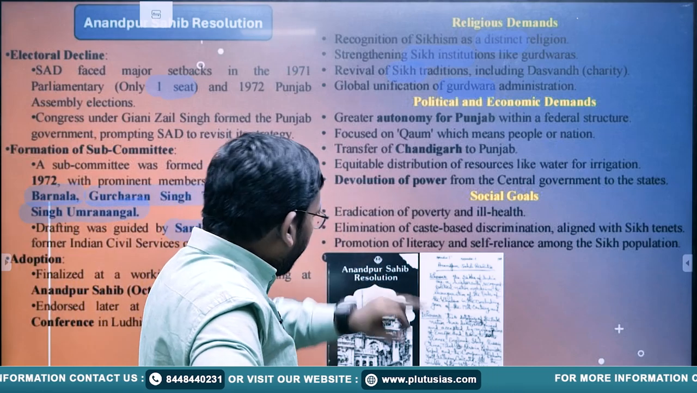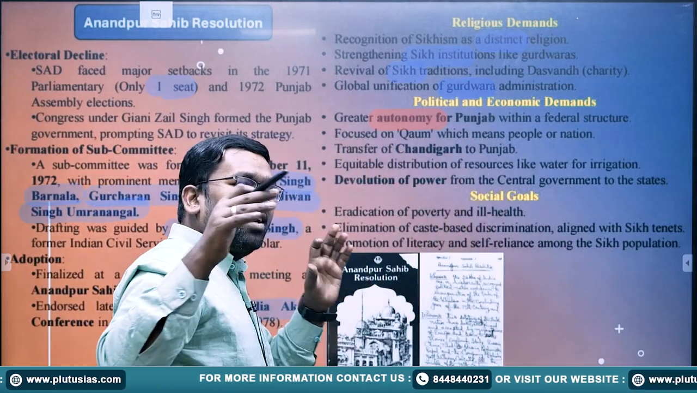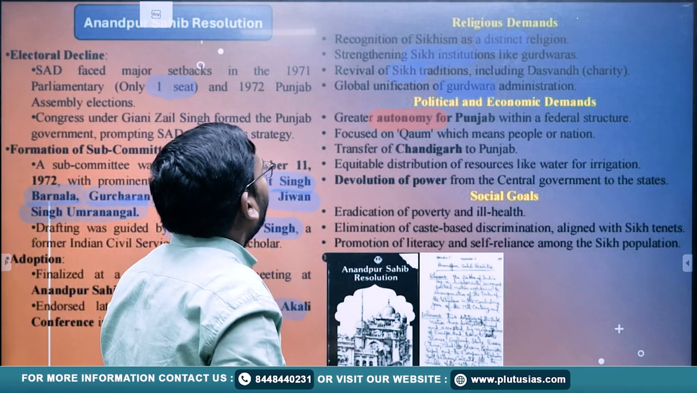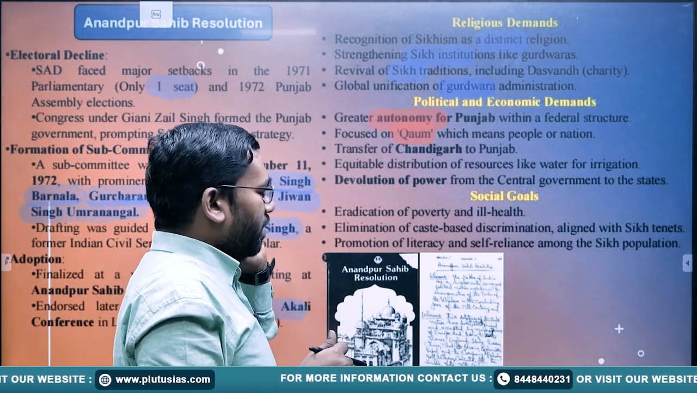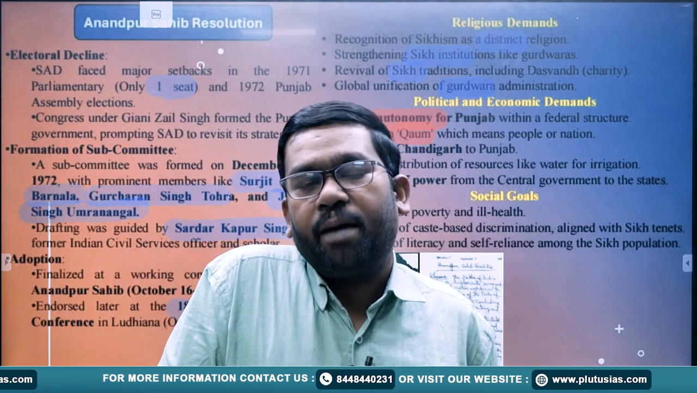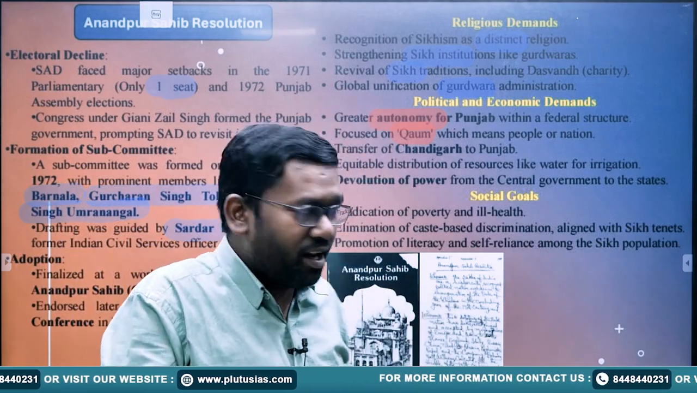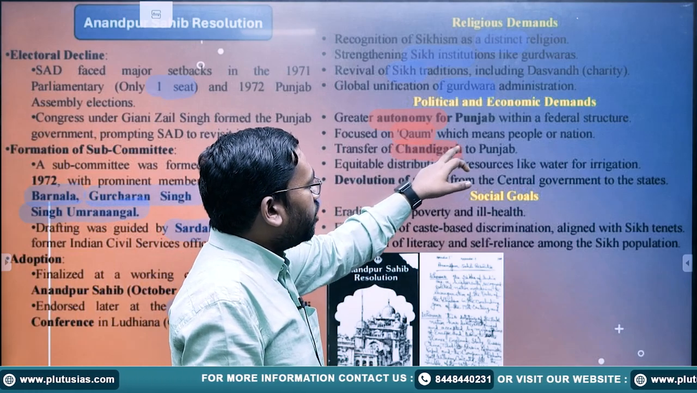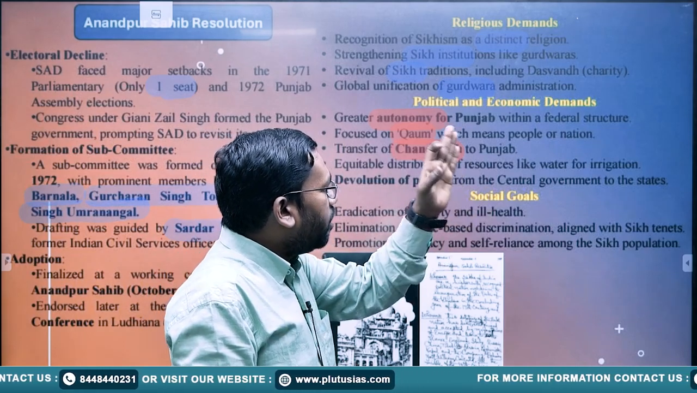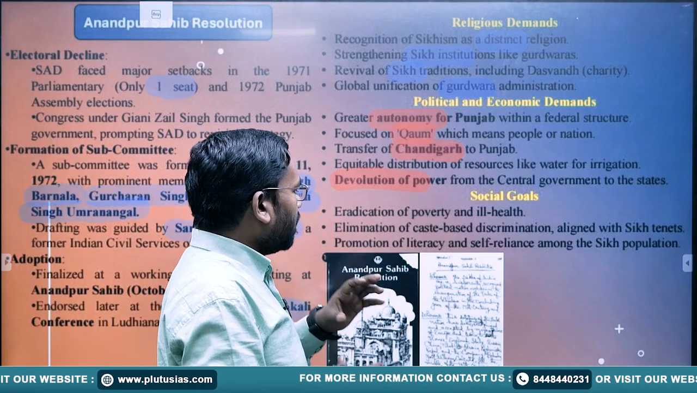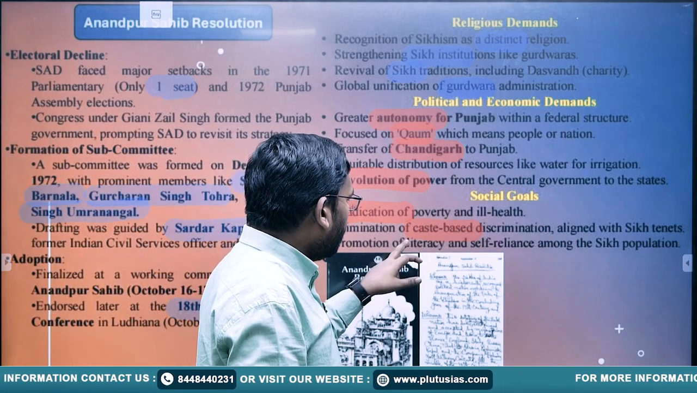Apart from it, in the political and economic demands, do you know what the major demands were? These people wanted greater autonomy for Punjab with a federal structure, like Article 370 is given to Kashmir. They wanted something like that. They focused on the Qaum, that a Punjabi Qaum, a Sikh Qaum will be made. This emphasis on the Qaum in the Anandpur Sahib conference was taken by the Indian government as a threat to India, though they were not talking about a separate nation. Then they wanted the transfer of Chandigarh to Punjab. You know that Chandigarh is the capital of both Haryana and Punjab. Then they wanted equitable distribution of resources like water for irrigation, and devolution of power. On the social ground, these people wanted eradication of poverty, elimination of caste-based discrimination, and promotion of literacy and self-reliance.